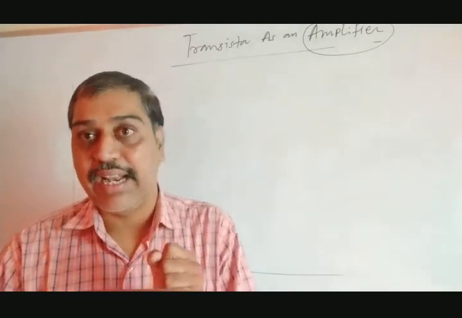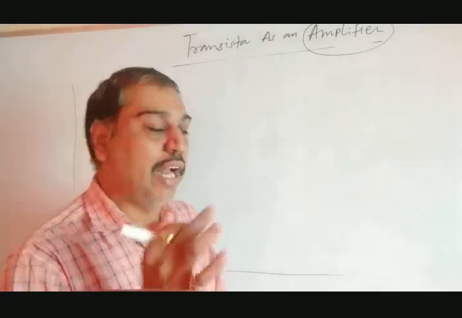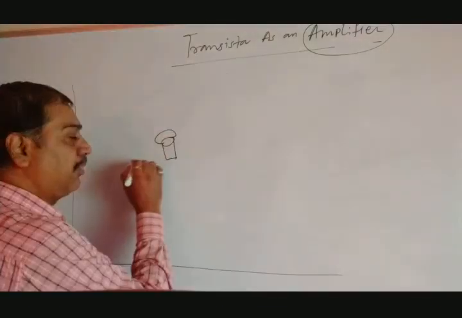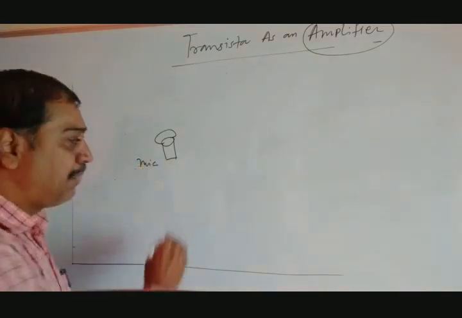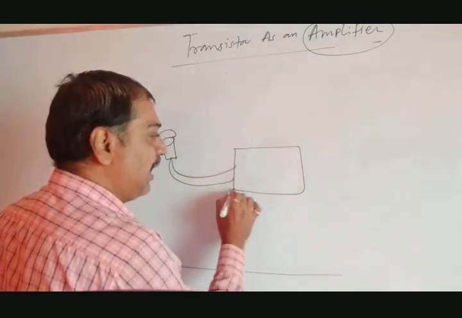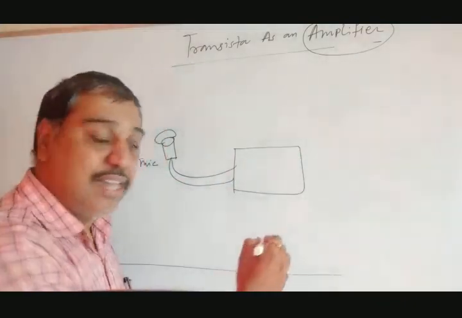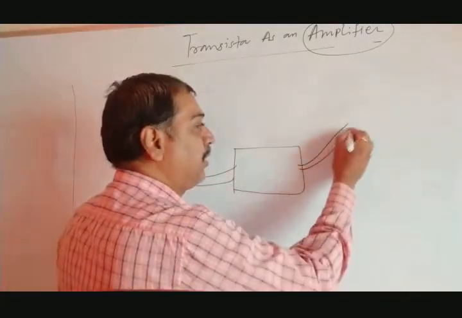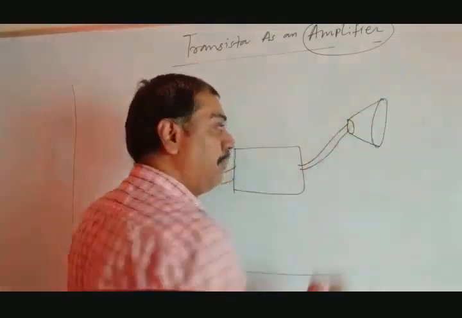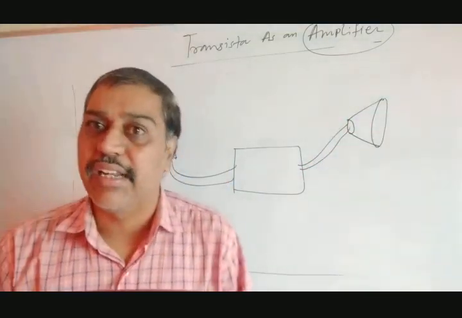That mic is connected to one device. Suppose we can draw. This is a mic. And this mic is connected by wire to one device here. And then another wire from this device goes to the speaker. So it goes somewhere here. This is the speaker. Now remember, what is the concept here?